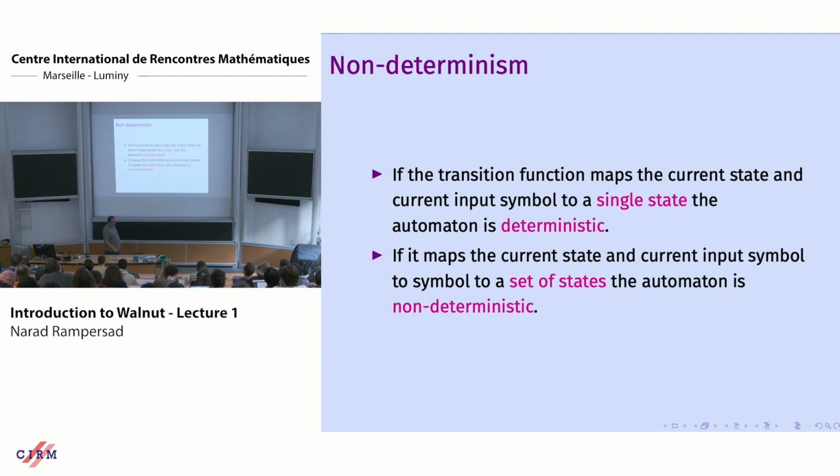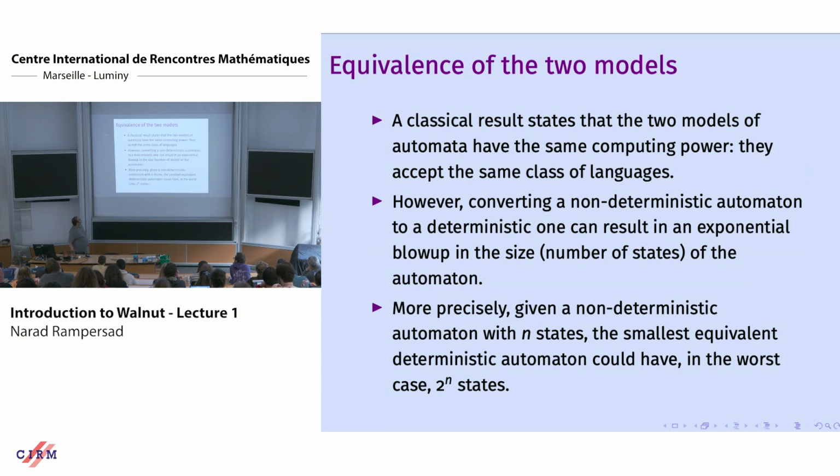Okay, if your transition function maps the current state and the current input symbol to a single state, your automaton is said to be deterministic. If it instead maps the current state and input symbol to a set of possible states, then your automaton is non-deterministic. Mostly we will be working with deterministic automata, but non-determinism will be important for one specific thing. So I should just briefly mention how it works.